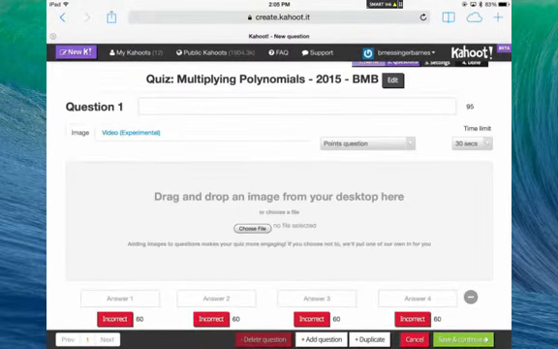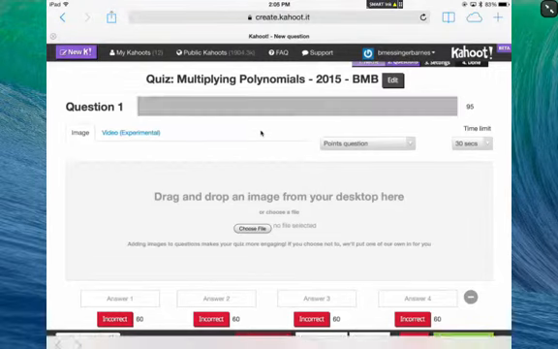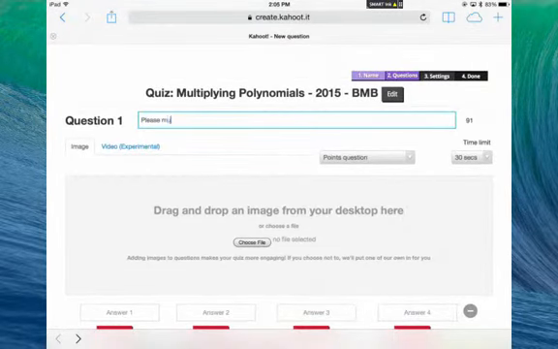And right away, okay, now it's time to create a question. And in each question, you've got some options for what to do. Here, you're going to type the prompt, like, please solve the equation, or please graph the function, or please do this, or please do that. So I'm going to say, for instance, please multiply the polynomial and put in standard form.